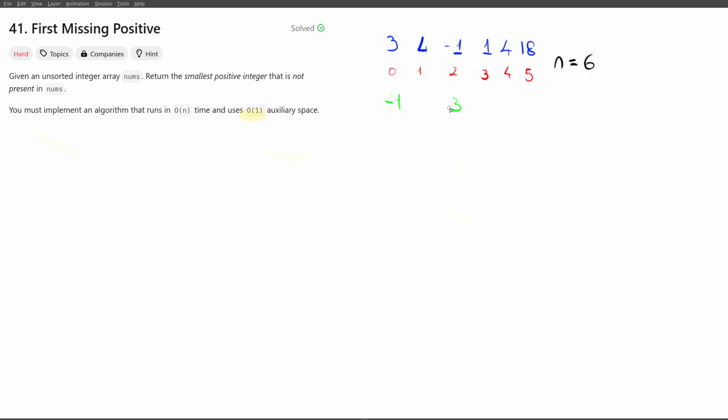And what we can see is that 3 is on the position equal to 3 minus 1, so it's in a way in a correct position. Same thing here. We have a 4. We see what's on position 4 minus 1 equals 3. It's a 1, so we swap it.